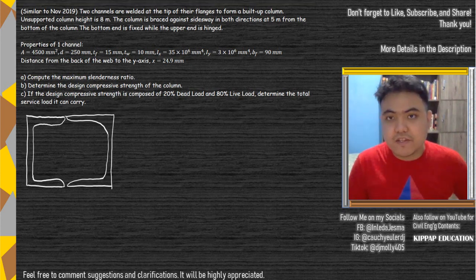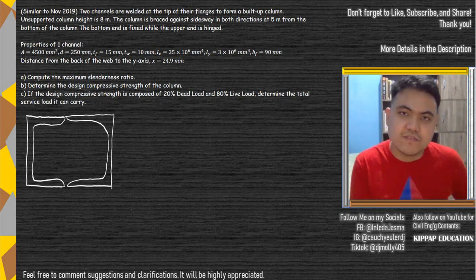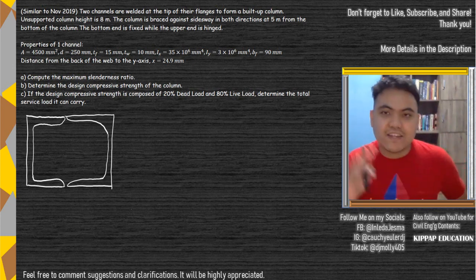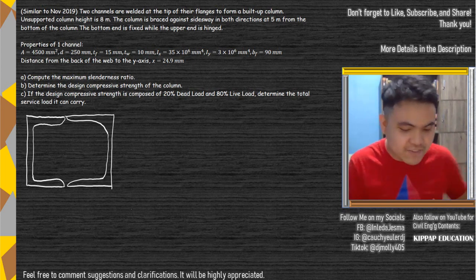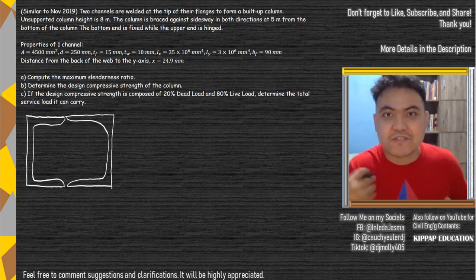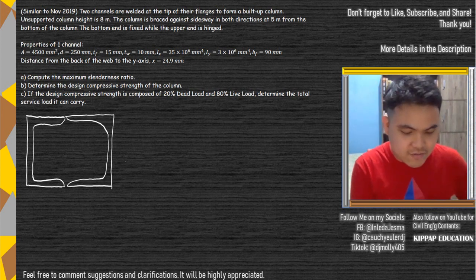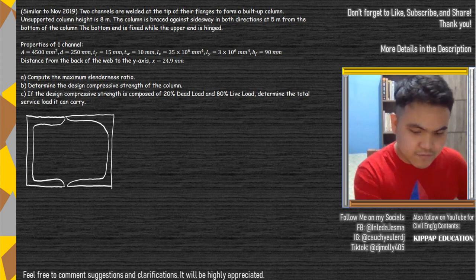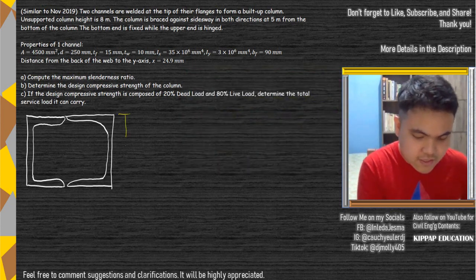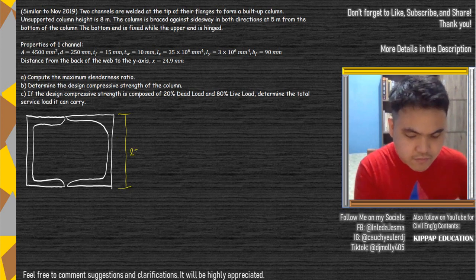So let's solve this figure ng ating column section. Okay, so the figure is not to scale and drawing ko lang yan. So hindi siya ganun kagandahan. Basta importante maintindihan natin yung cross section ng ating column. Alright, so yung ating overall depth we have. Label lang natin. So, overall depth is D, ito. That's 250 millimeters. Then, we have the thickness of the flange. Ito. This one is 15 millimeters. Thickness ng web. Ito. This one is 10 millimeters.